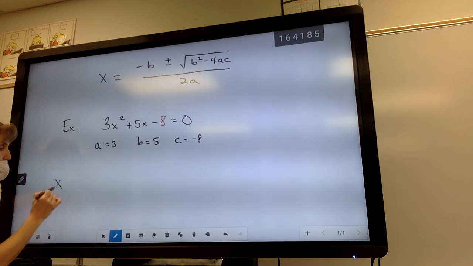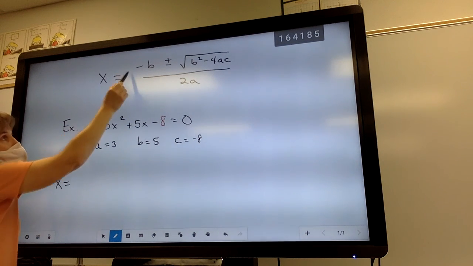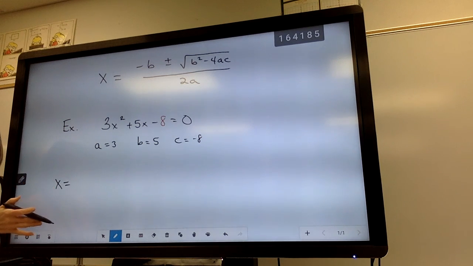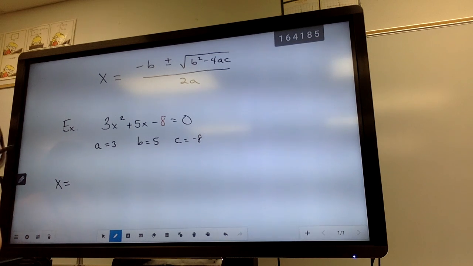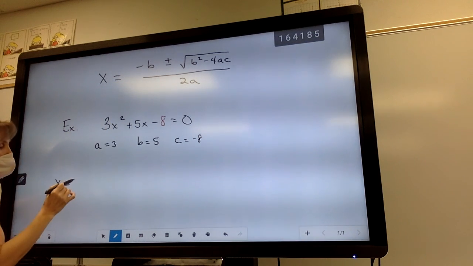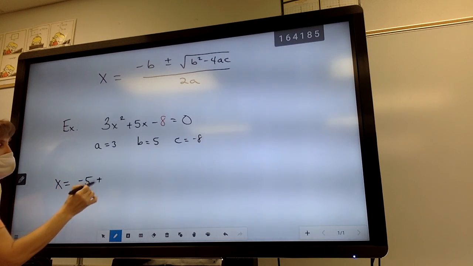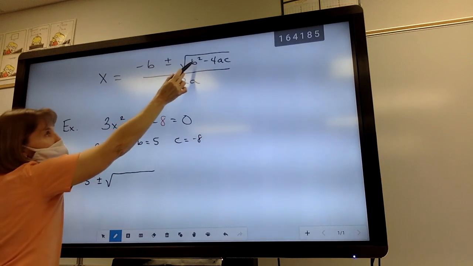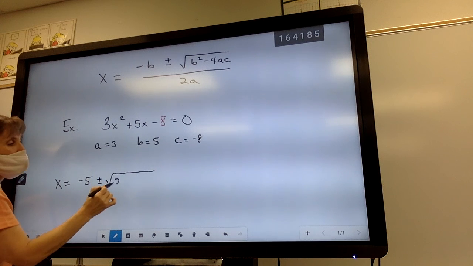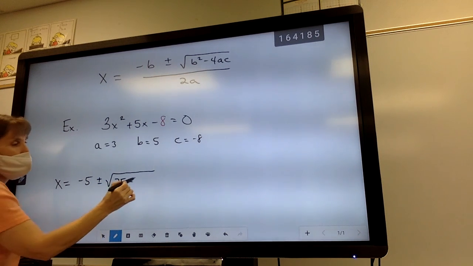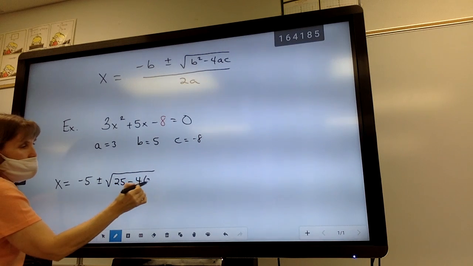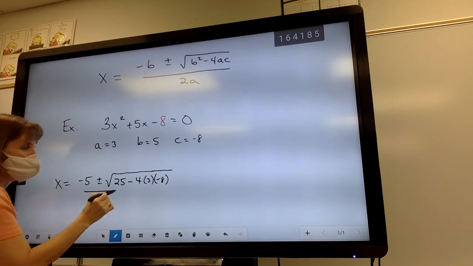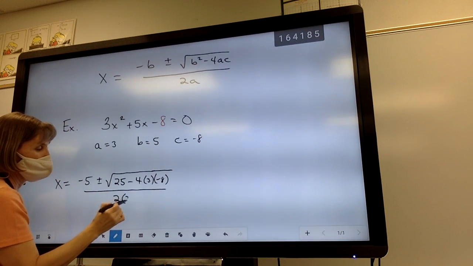I'm going to say x equals the opposite of b. Don't forget the opposite of that. When we were finding axis of symmetry, and we used the opposite of b over 2 times a, a lot of you on that quiz forgot to do the opposite of b. This says the opposite of b, so in this case that'd be negative 5 plus or minus the square root. Under the square root, we're going to take b and we're going to square it. I'm just going to go ahead and do that. It's going to be 25. Minus 4 times a times c. And all of that gets divided by 2 times a.